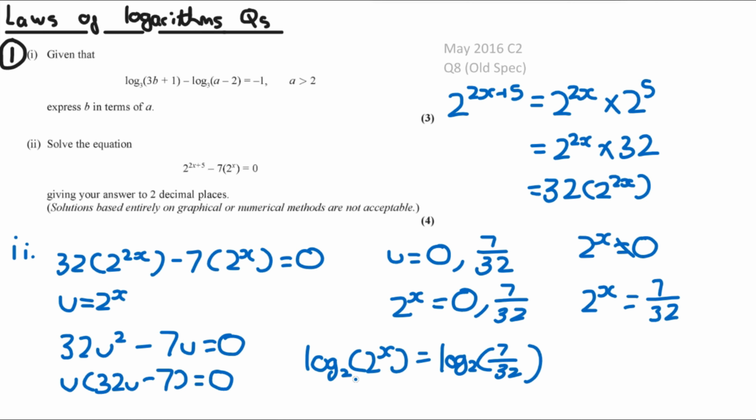This is kind of why this is a beneficial method, because then you can just realise quickly this is equal to x, and this is log base 2 of 7 over 32. And it wants it to 2 decimal places. And if you put this into a calculator, this is equal to minus 2.19. So that's the final answer.